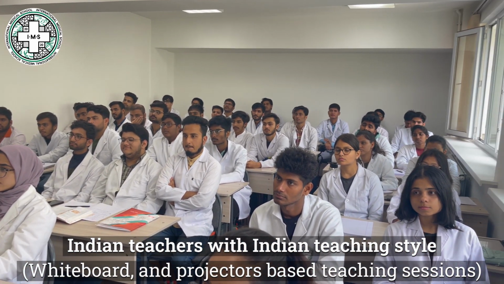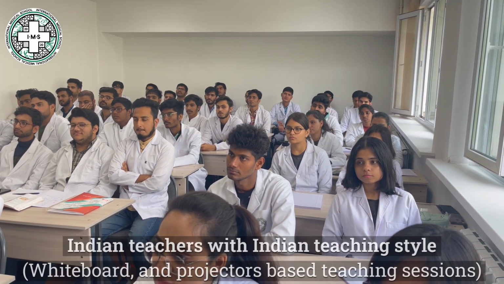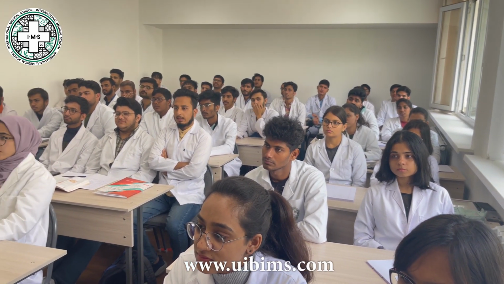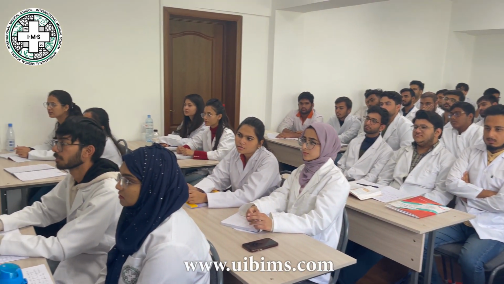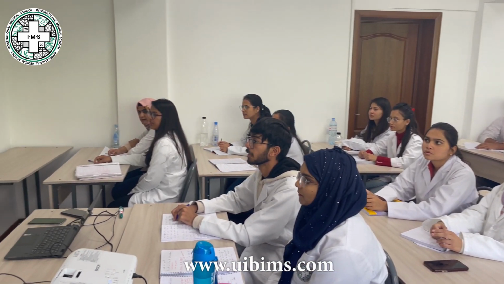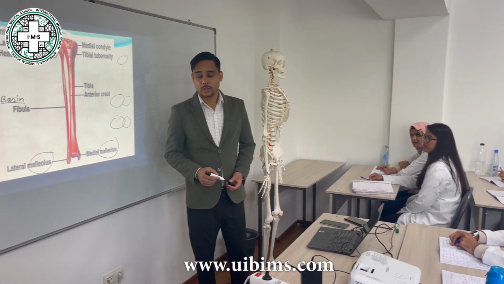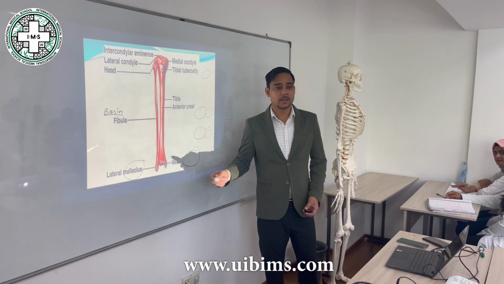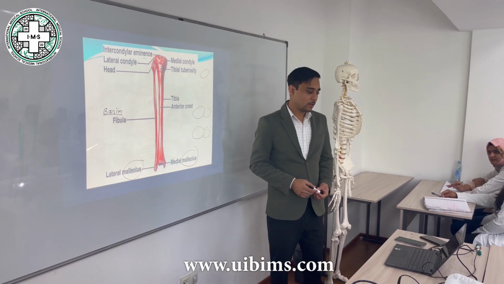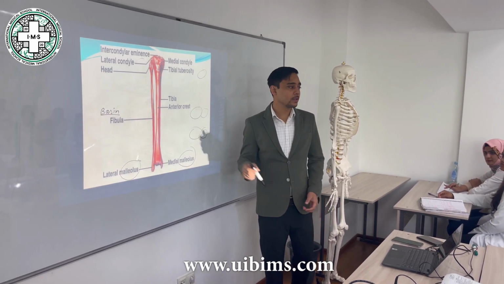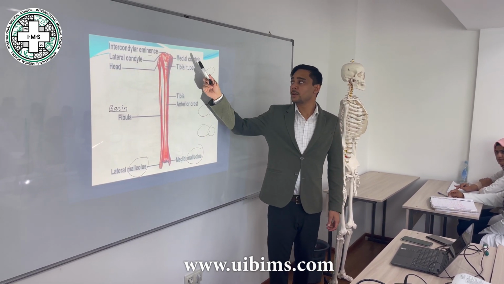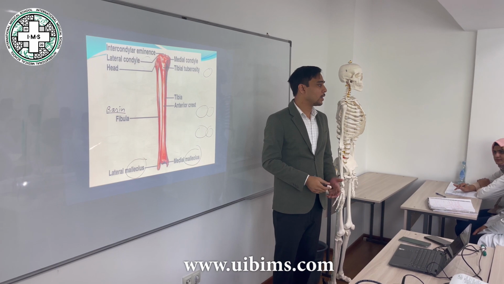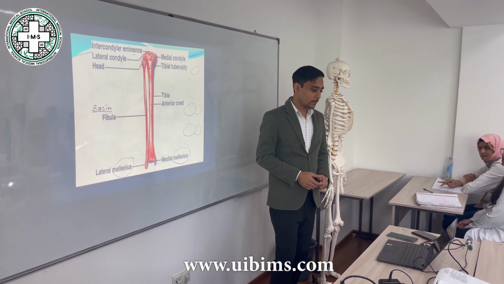So what structures do we have in the tibia and fibula? You see malleolus. Lateral malleolus and medial malleolus, and now you understand the importance of medial and lateral. You see there is a tuberosity. Tuberosity means round structure. You see lateral condyle and medial condyle. Condyle is also a round structure.